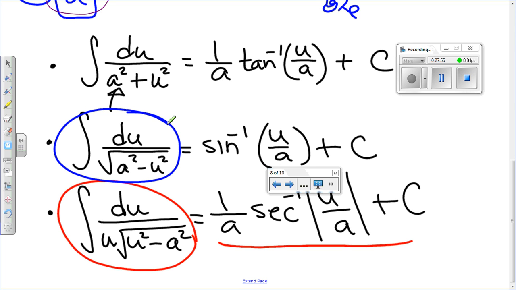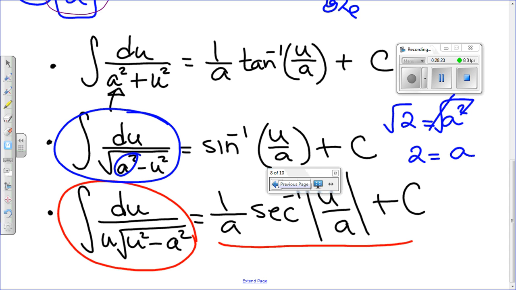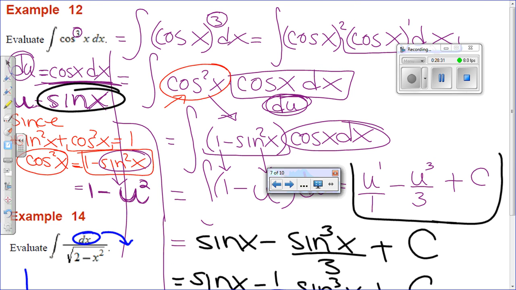And so inside your square root, you have a 2, and then you have an x squared. So the 2 is going to become a squared. So then if you want to solve for a, of course, you know that you have to take the square root on both sides. So a will equal the square root of 2, and u will equal x. So let's go back to the problem.